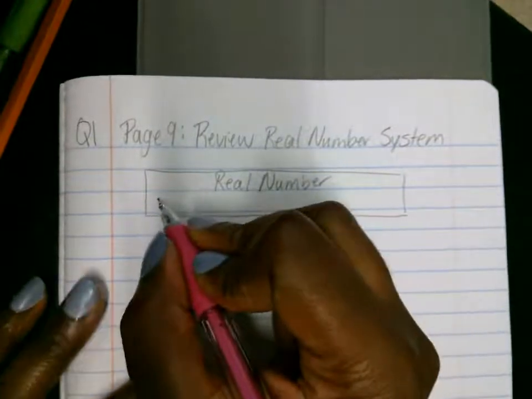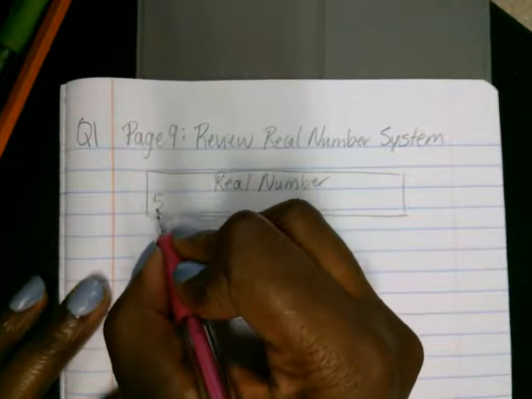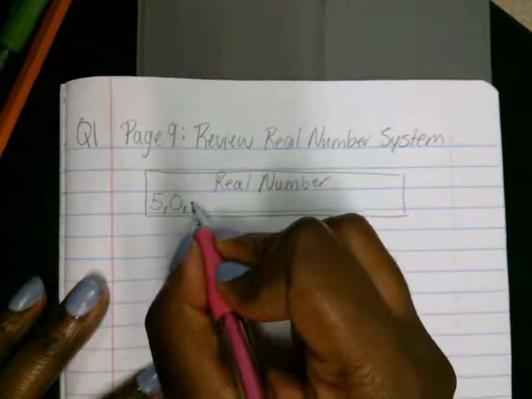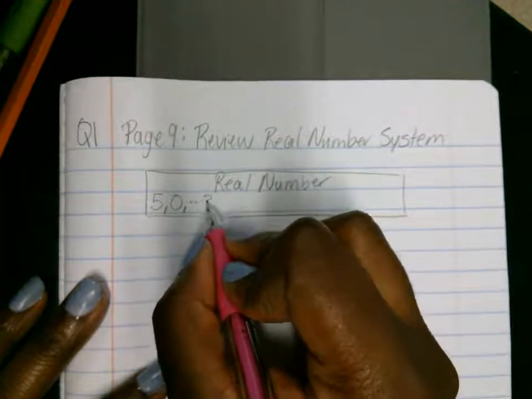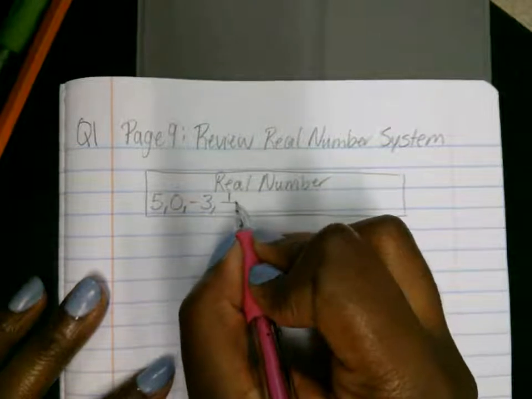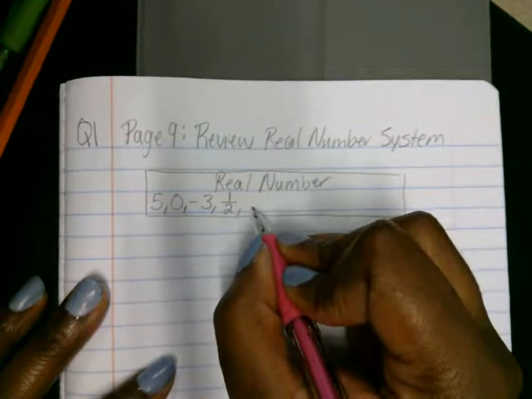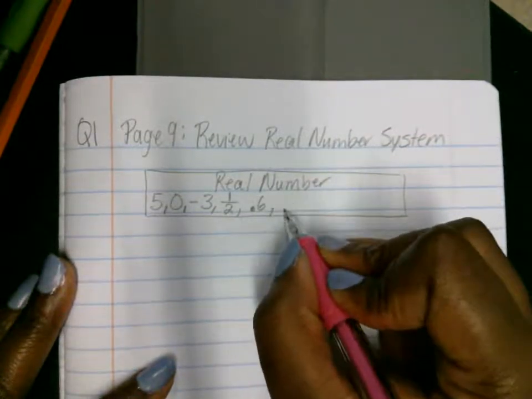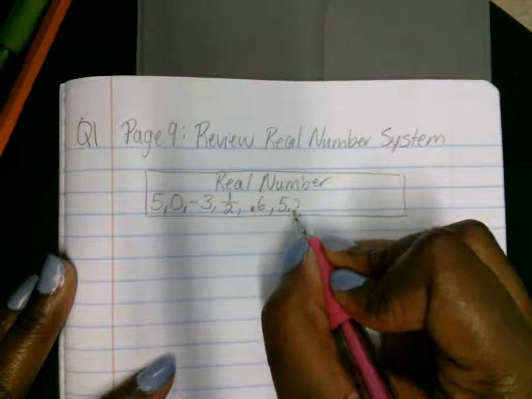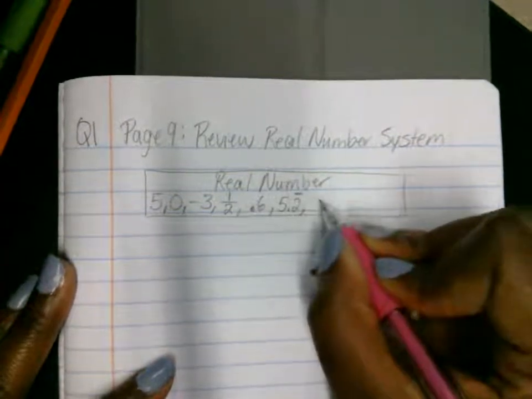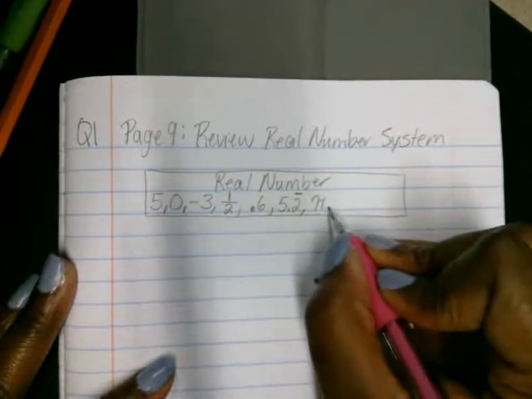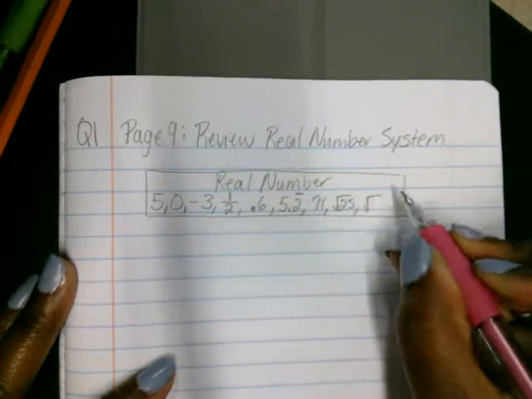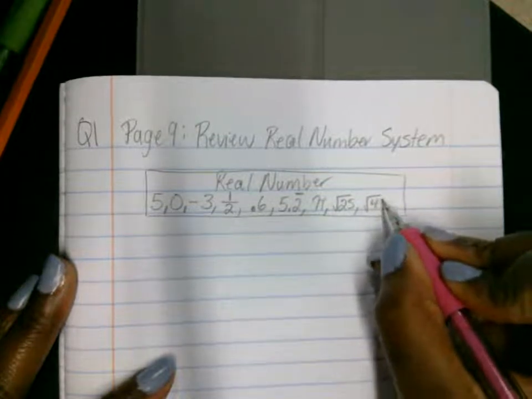A real number can be a whole number, such as 5. It can be 0. It can be a negative number, such as -3. It can be a fraction, such as 1/2. It can be a decimal, such as 0.6. It could be a repeating decimal, such as 5.2 repeating. It can be pi. It can be a perfect square, the square root of 25. It could be a non-perfect square, the square root of 42.